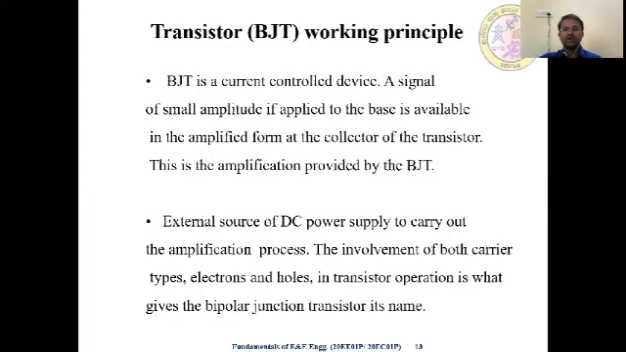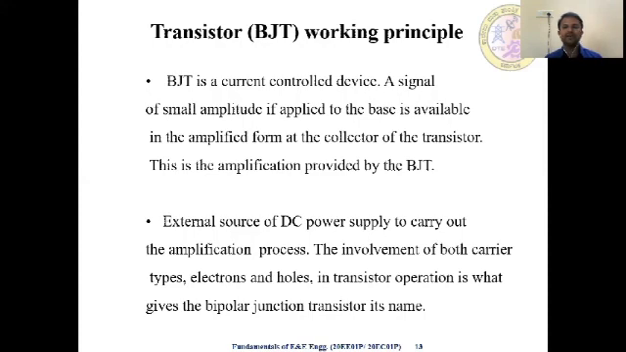BJT is a current controlled device. Here the collector current, which is the output current, is controlled by the input current, which is nothing but the base current. Hence the BJT, the bipolar junction transistor, is a current controlled device. A signal of small amplitude, if applied to the base, is available in amplified form at the collector of the transistor. That is, even a signal of small amplitude, when applied to the input, can be obtained at the output in amplified form. So this is the amplification provided by the BJT.